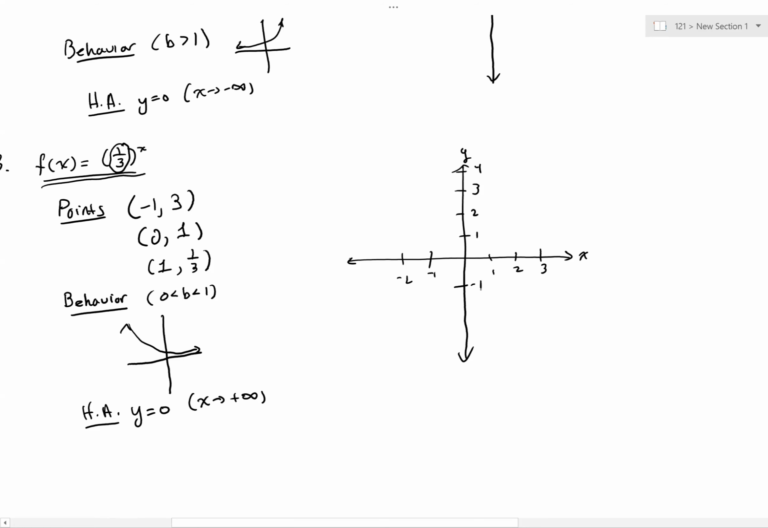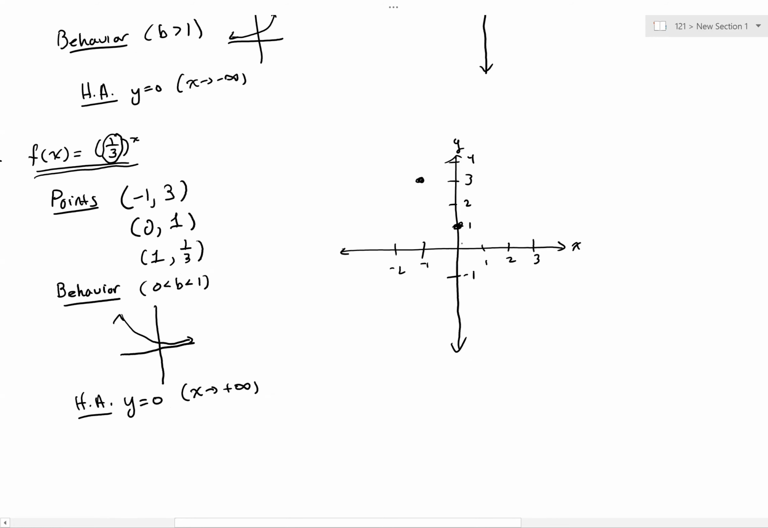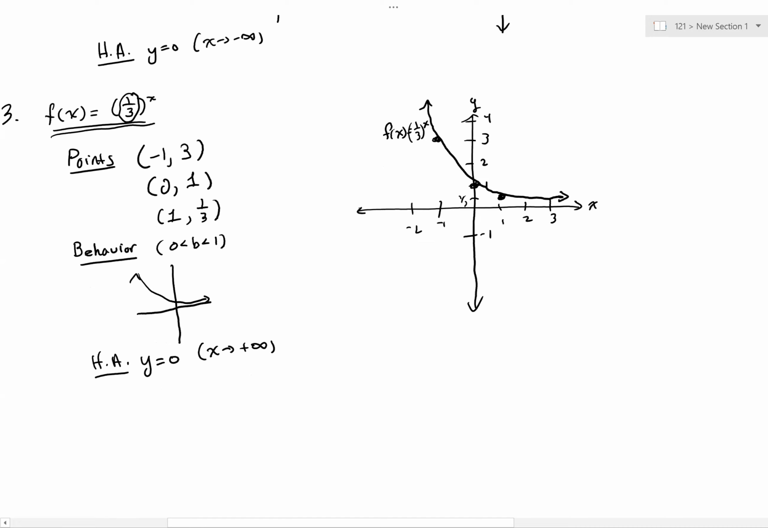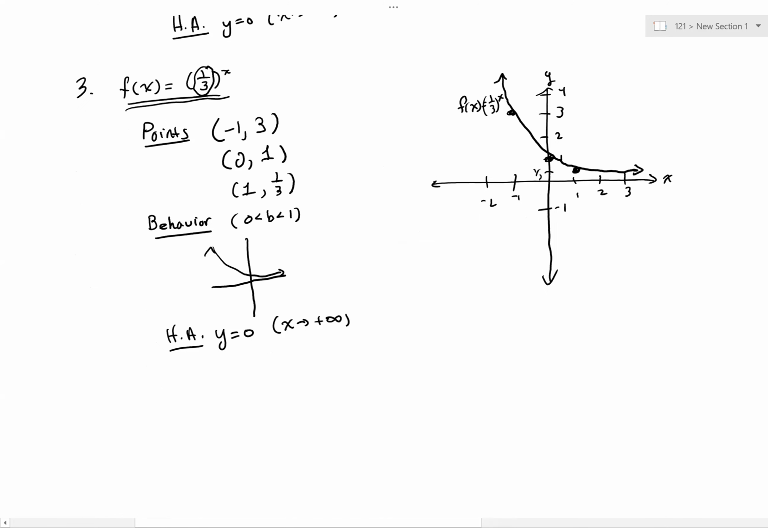So let's plot our points. So -1, 3, 0, 1, and 1, 1/3. So we can see the points having that behavior, right? They're sloping down to the right versus sloping up to the right, like in the first 2 examples. So this graph looks something like this, pretty similar to the 1/2 to the x function. So that's 1/3 to the x. It's number 3.